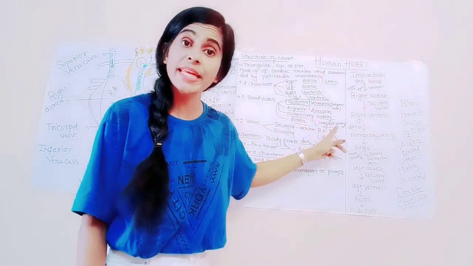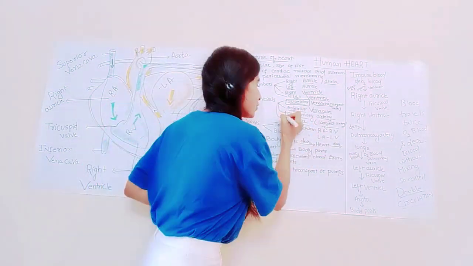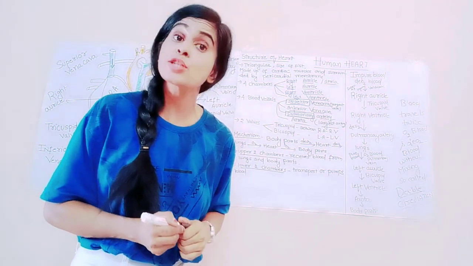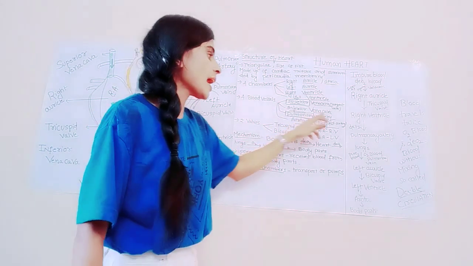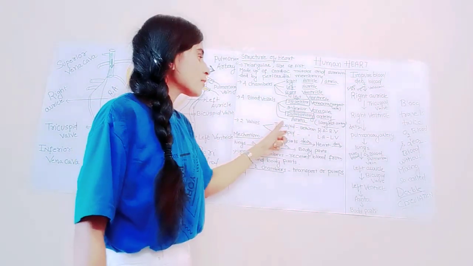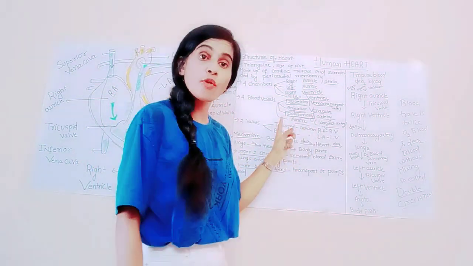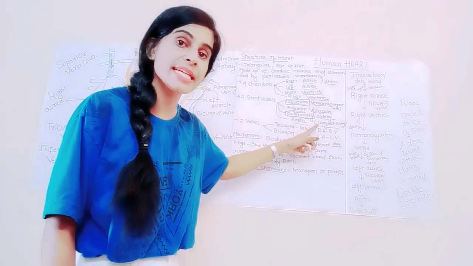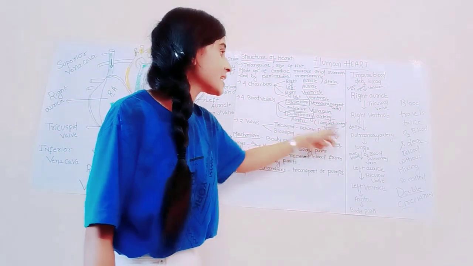P-U-L-M-O-N-A-R-Y. Pulmonary artery. Pulmonary means you should immediately think of the lungs. It's related to lungs. Pulmonary artery. The fourth blood vessel is aorta, A-O-R-T-A, and this is the largest artery.